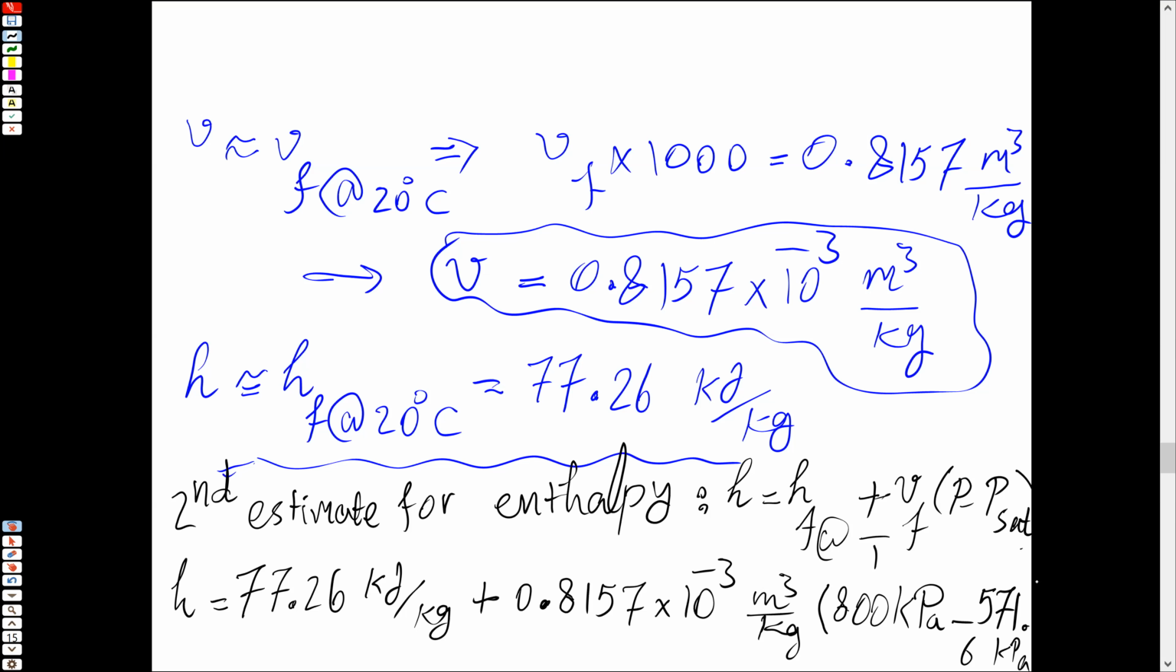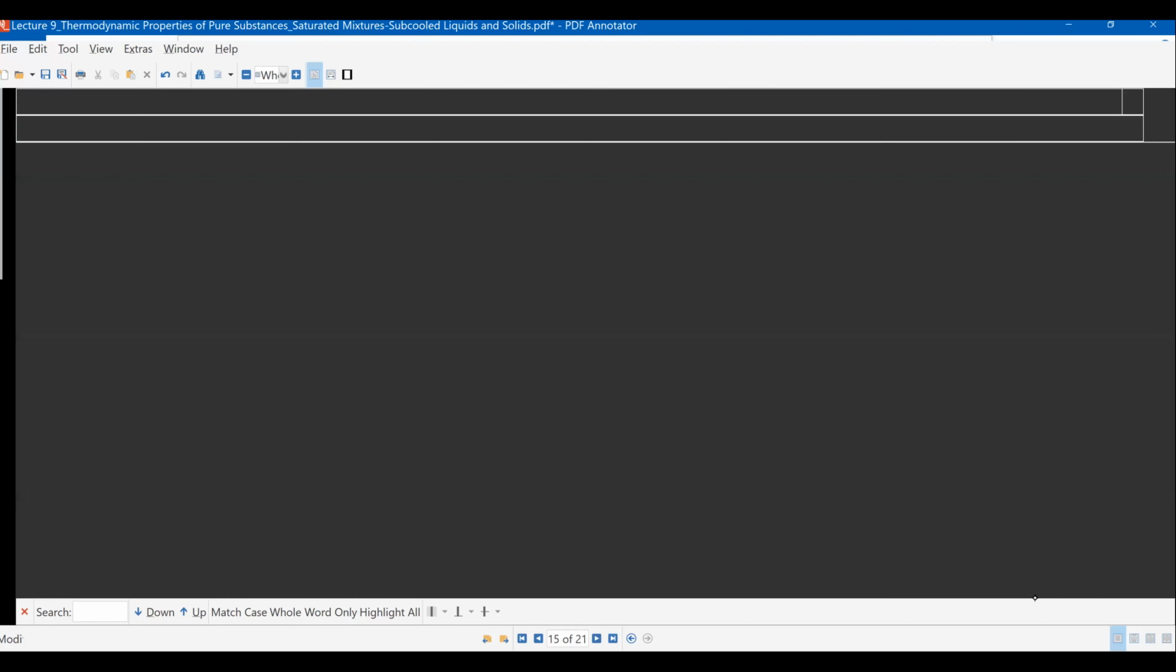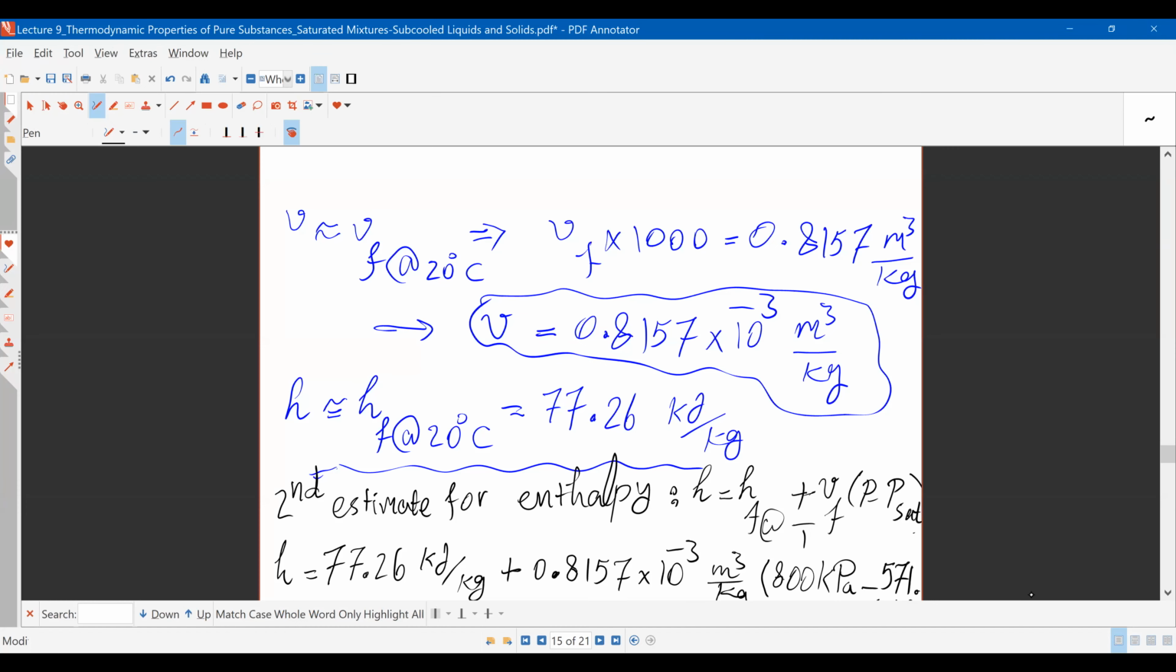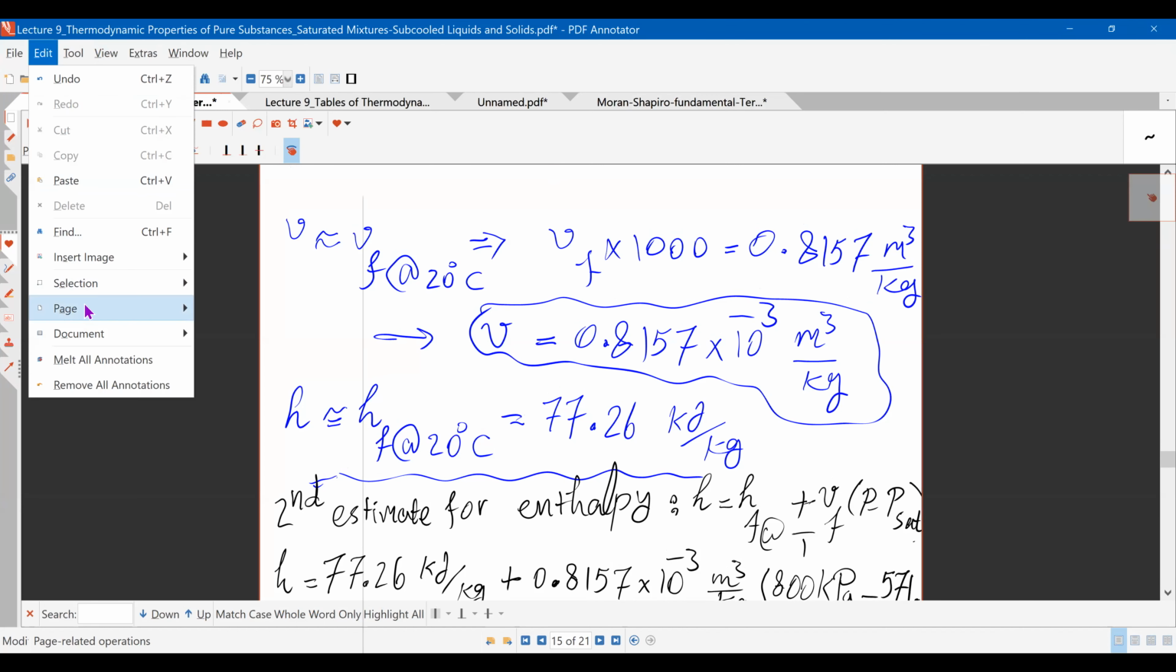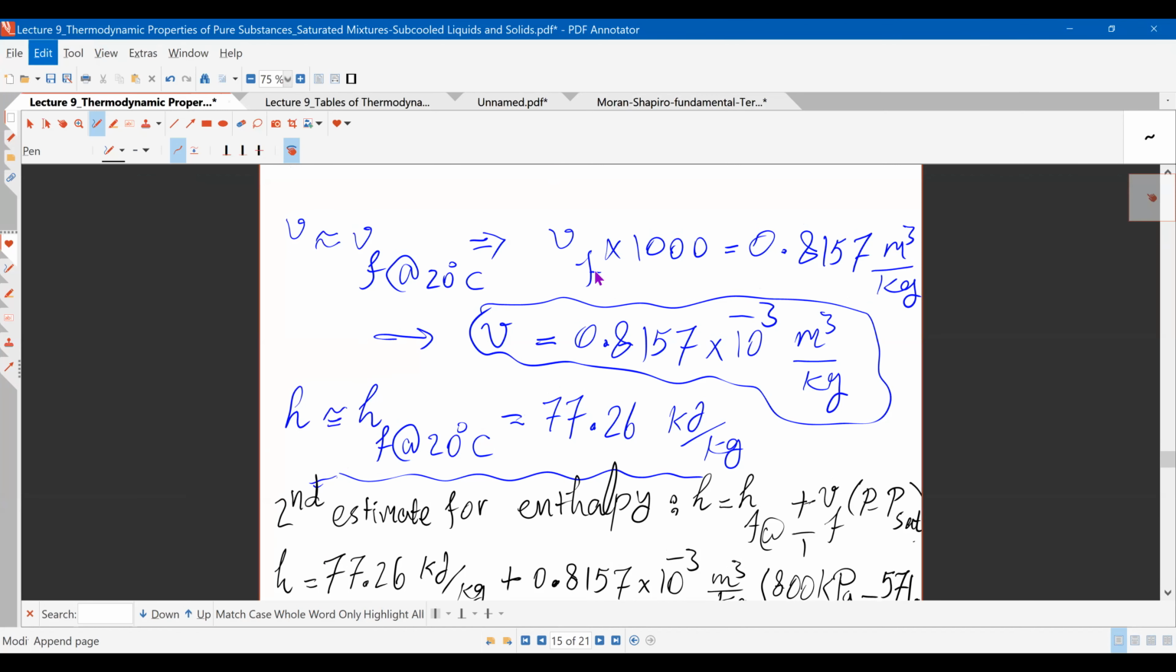And with that said, let me escape the full screen. I think we need to add one more page. Let me go to edit, pages, and append one more page.